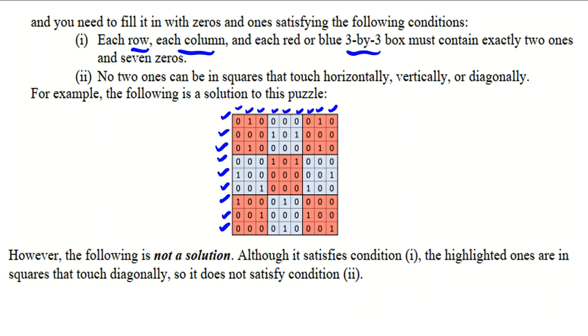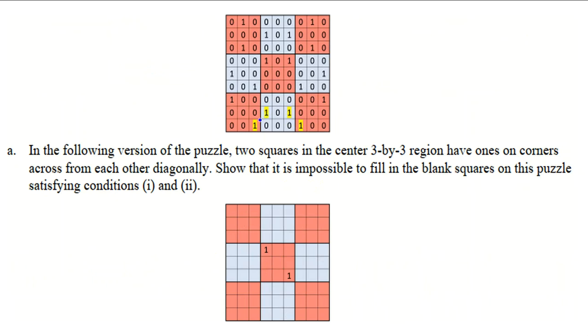Why? We want to check that. It says these 2 ones are adjacent, so we can reject it by that. The first part, part A, has 3 parts: A, B, C. Now let's focus on part A.